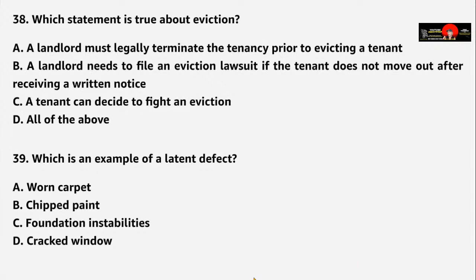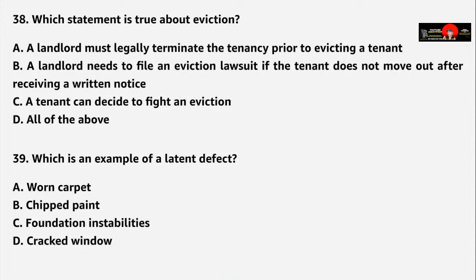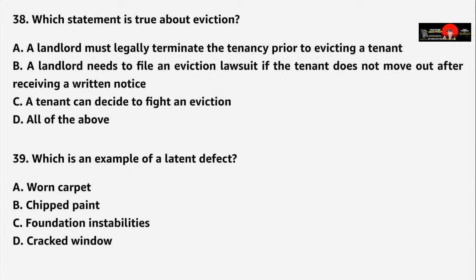All right, number 39. Which is an example of latent defects? Okay, latent defects. A, worn carpet. B, chipped paint. C, foundation instabilities. Or D, cracked window. Latent defects. What is a latent defect? Definitions, right? Vocabulary.